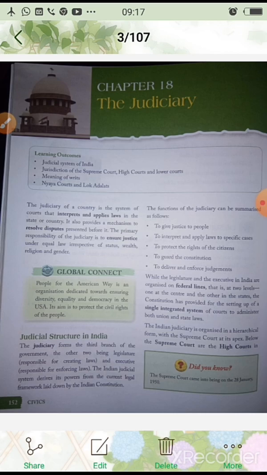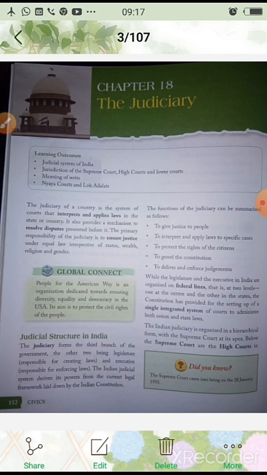Then, next paragraph, judicial structure in India. The judiciary forms the third branch of the government, the other two being the legislature, which is responsible for creating laws, and the executive, responsible for enforcing laws.